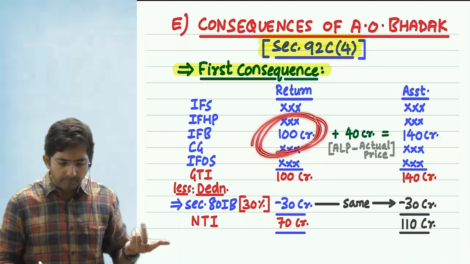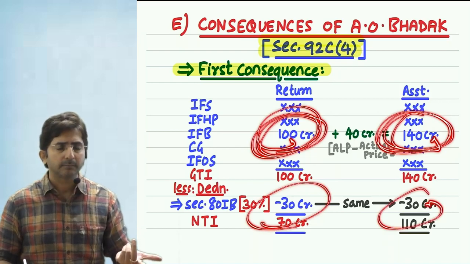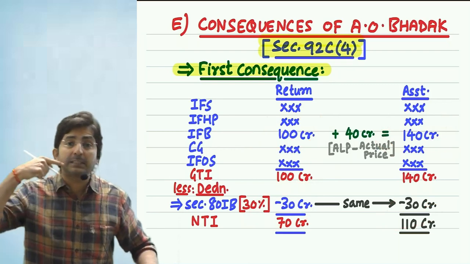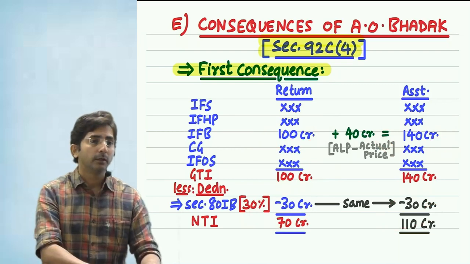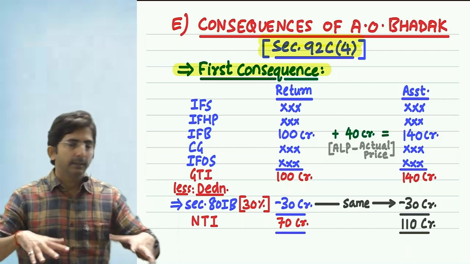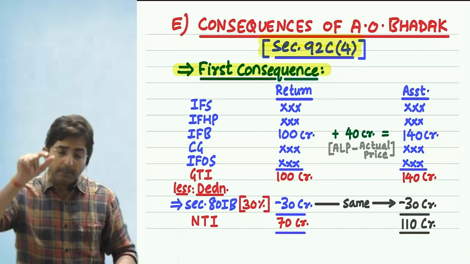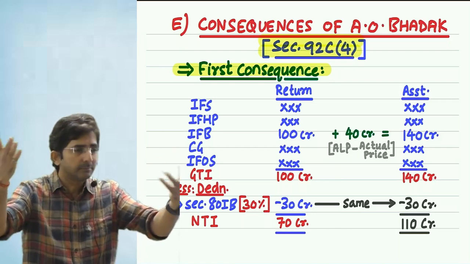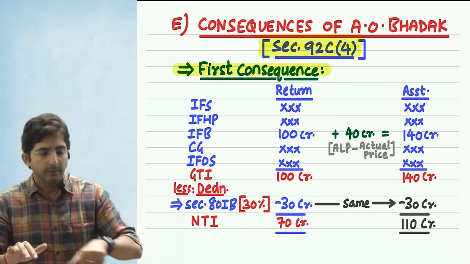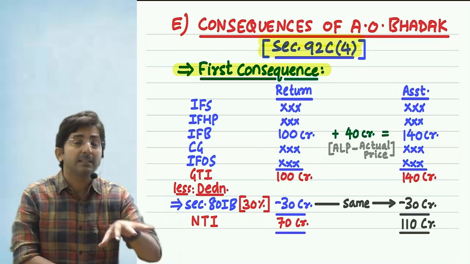If your income changes in scrutiny, your deduction has to change. ALP dispute is an exception. But in the case law which I am mentioning, it was not an ALP dispute. It was a general dispute. So let me conclude finally. In scrutiny, if there is a general dispute not related to ALP, and because of that your income increases, then your deduction under the chapter will accordingly change. Earlier 30% was on 100, now it will be on 140. But that is a general dispute.